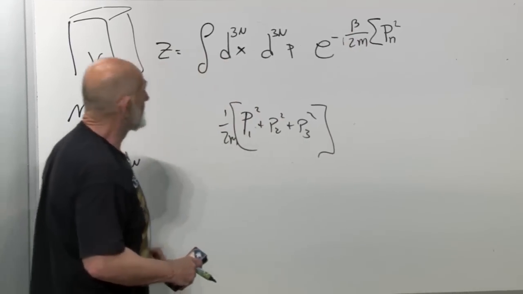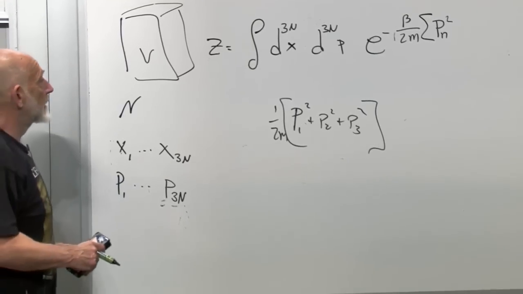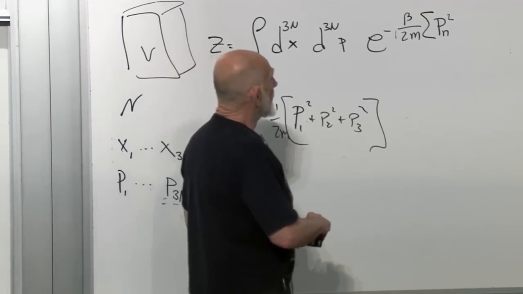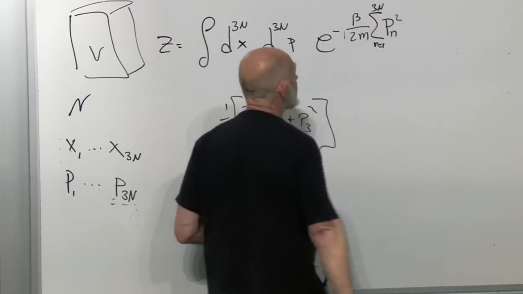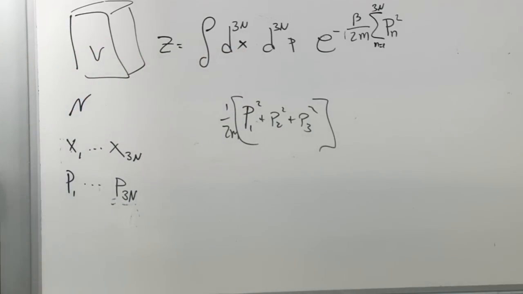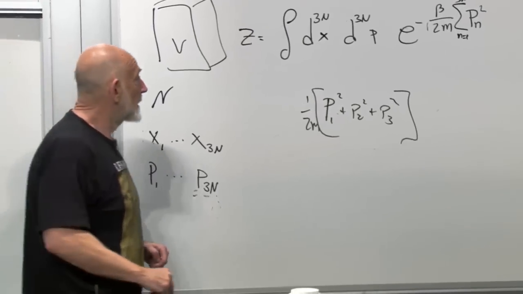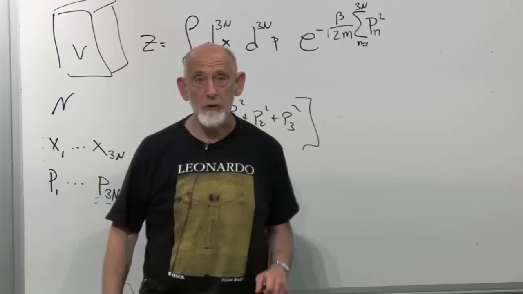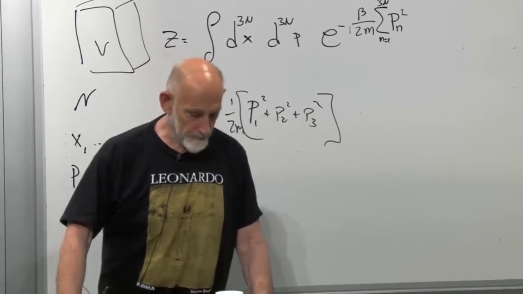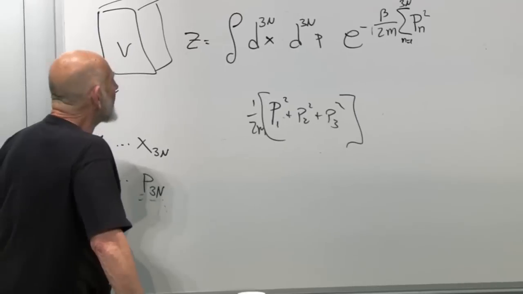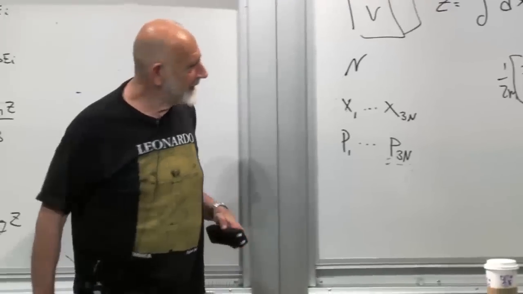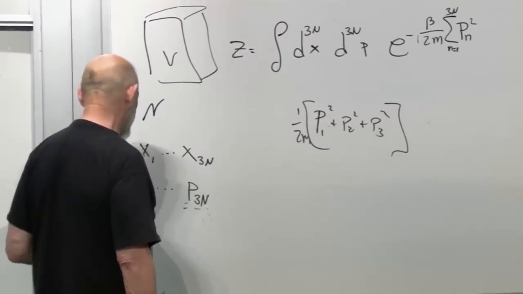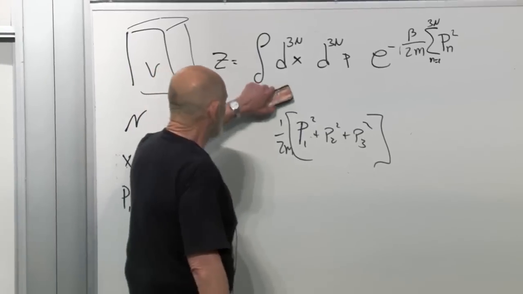You need a 3 there? Where? For the sum of the number? Well, the sum goes from n equals 1 to 3N. There are 3N momenta altogether. But there's three directions for each. There's 3N particles? No, there's N particles. N particles, 3N coordinates. Why would I have 3N particles? That would really be perverse. But 3N coordinates. Okay.